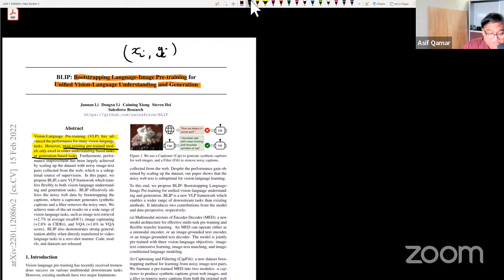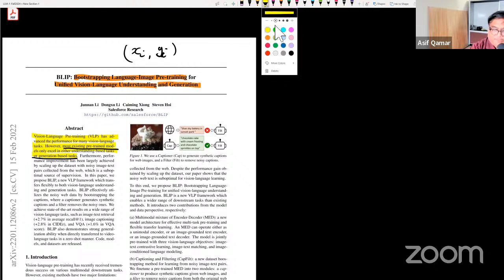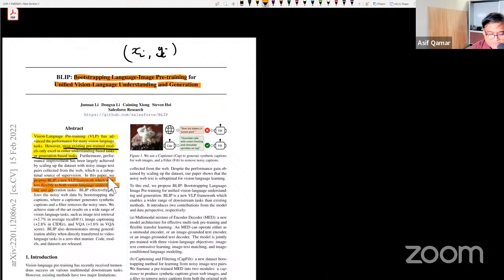In this paper, we propose BLIP, a new visual language pre-training framework which transfers flexibly to both vision language understanding and to generation tasks. So see that, they are spanning both of these two worlds, right? Visual understanding as well as generative tasks. So that is the key contribution of this paper. It is to say, we propose BLIP, a new framework which transfers flexibly to two tasks.